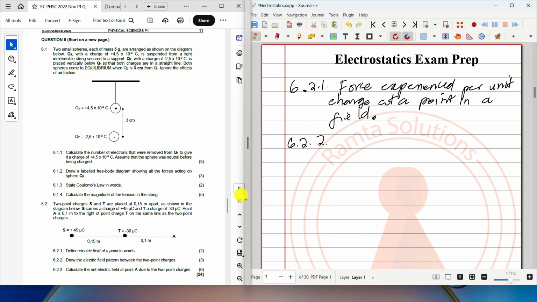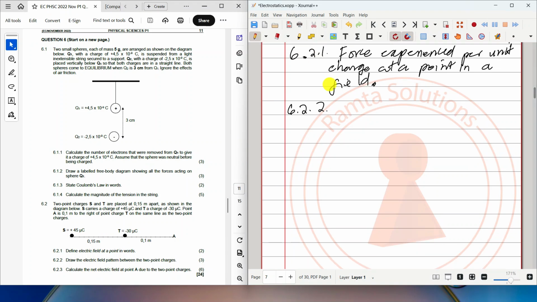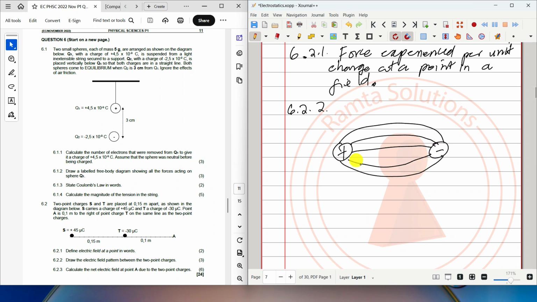6.2.2: draw the electric field pattern between the two charges. As you can see, charge S is positively charged, and object T is negatively charged. So there is a force of attraction between the two. So we're going to do this, positive, negative. Because there is a force of attraction, we're just going to do this.